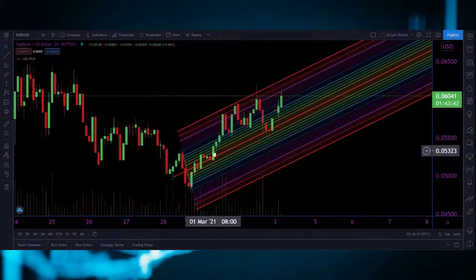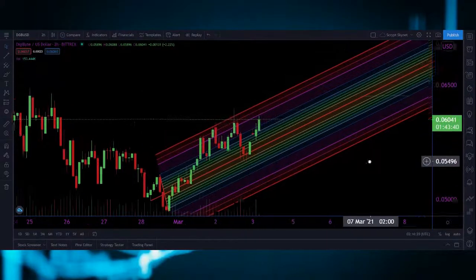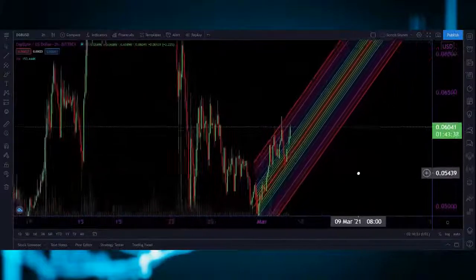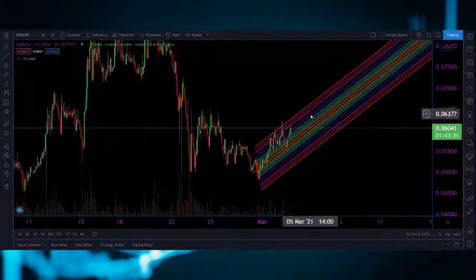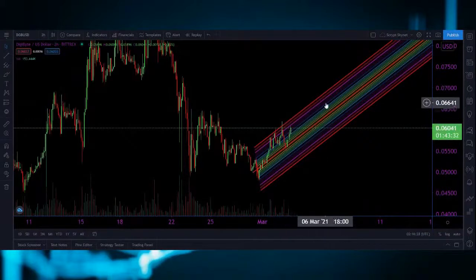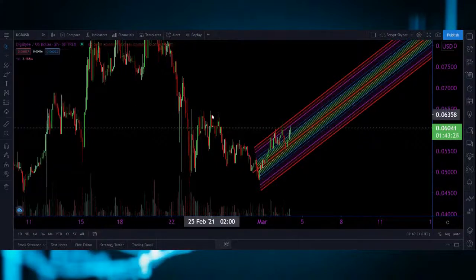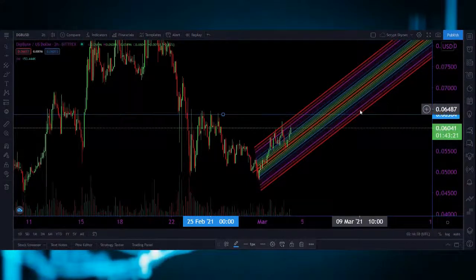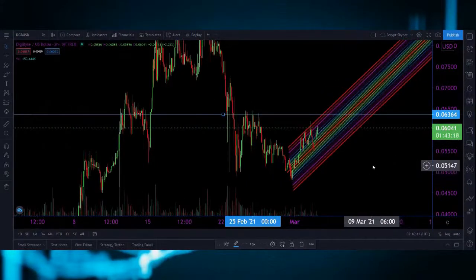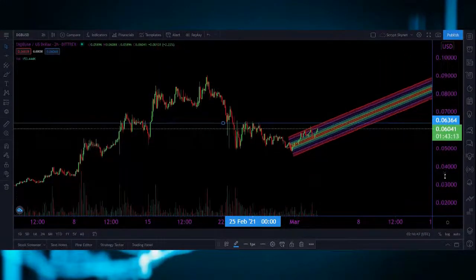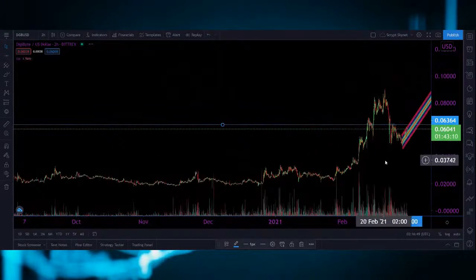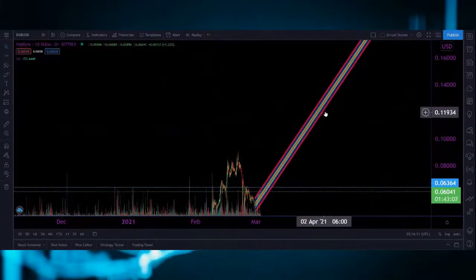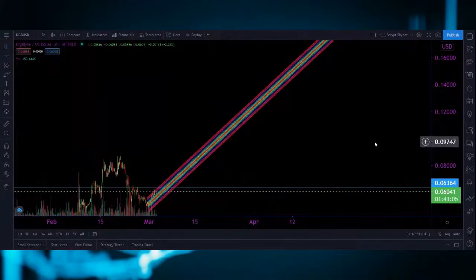From this angle, it looks like we're staying on top of this and we'll be over here, right up here, if we just keep climbing. Just keep going. $0.14, guys.